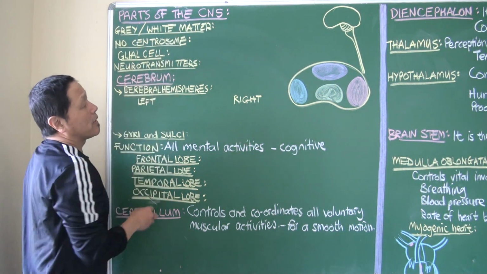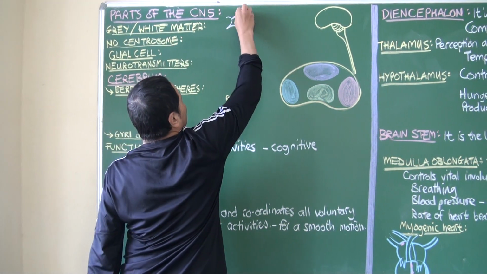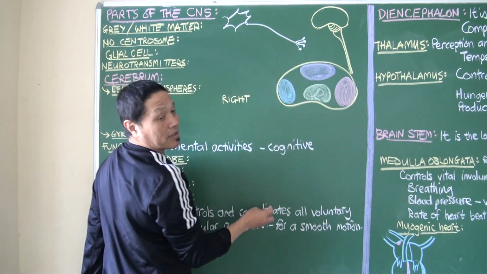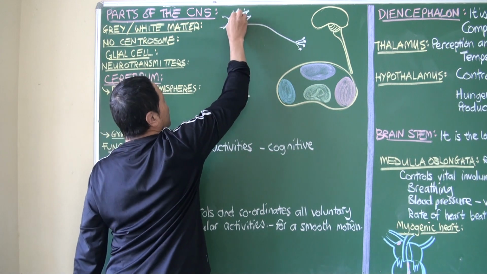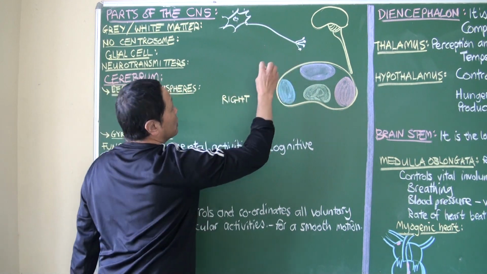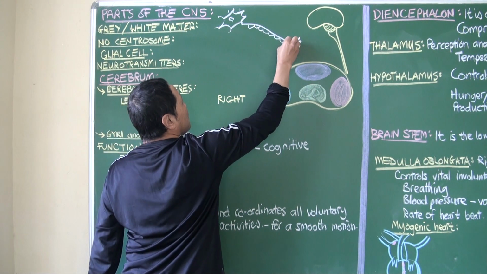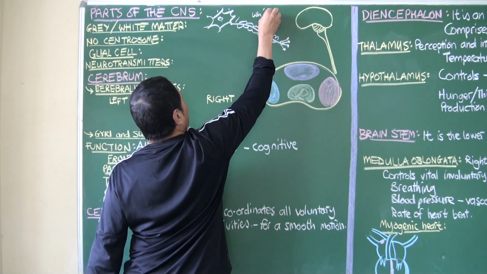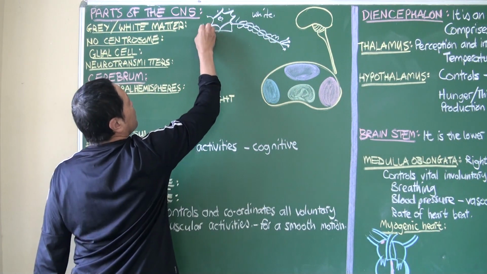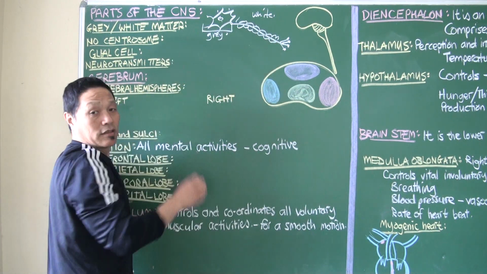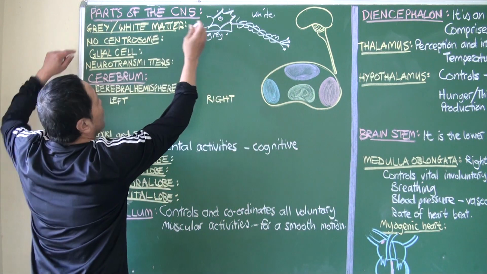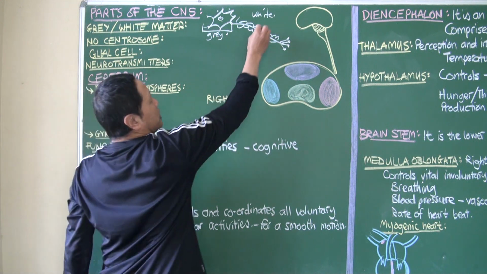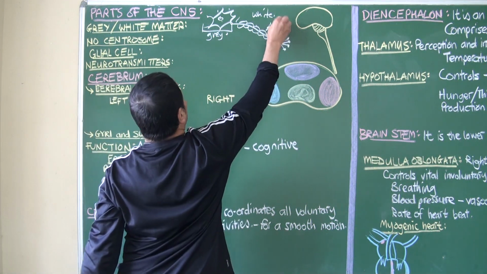Gray matter and white matter. So here is a neuron with its synaptic bulbs. These are the dendrons, the cyton, and the axon. The axon is covered by this myelin sheath. So this part is your white matter, and this part is your gray matter. Gray matter forms the main body of the cell, the cyton or the perikaryon. The axon forms the white matter.